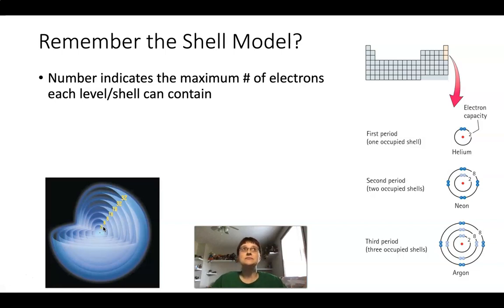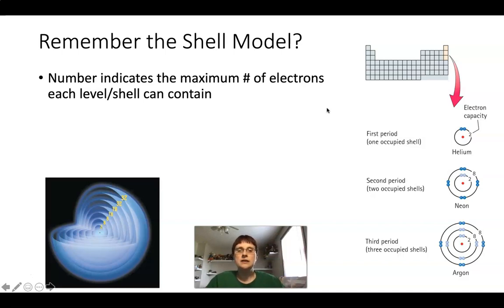can contain. And also remember that it's tied to the periods in the periodic table, as far as shell 1 matches period 1, shell 2, period 2, and so on.